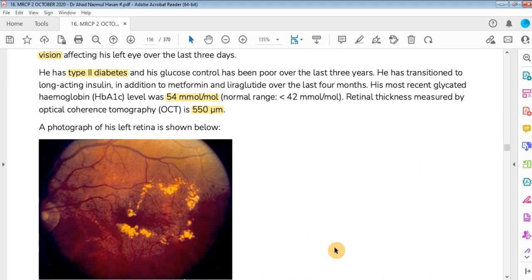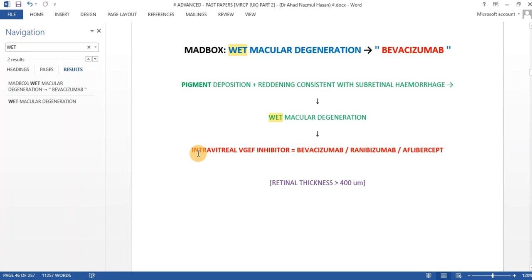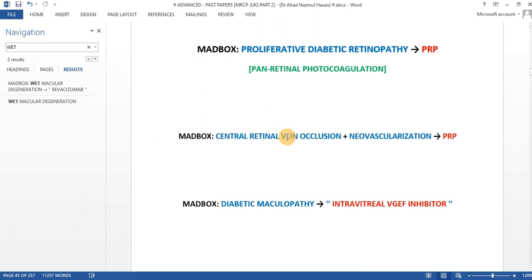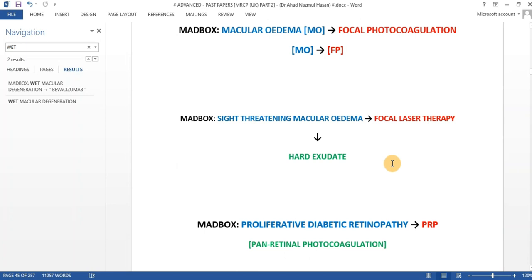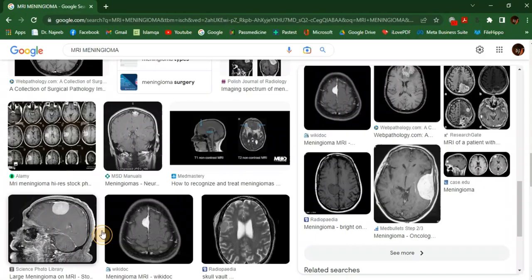So can anyone tell me the alternative to anti-VEGF in case of diabetic maculopathy? What are the alternative options? Laser removal. Yes, very good. We can either go with focal photocoagulation or focal laser therapy. Let me show you some pictures regarding the diabetic maculopathy.